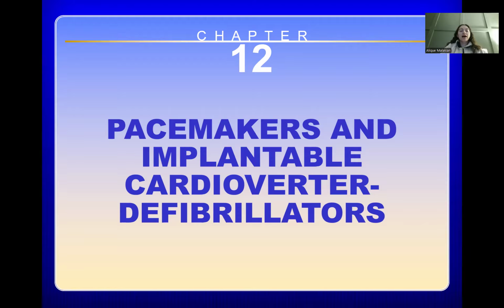For this week, we're going to have two chapters that are quite a bit shorter than the ones that we've had recently, just a bit more focused topics. And the one for this is chapter 12, Pacemakers and Implantable Cardioverter-Defibrillators. So, kind of sticking with cardiovascular, of course, in this section. So let's get right into it.